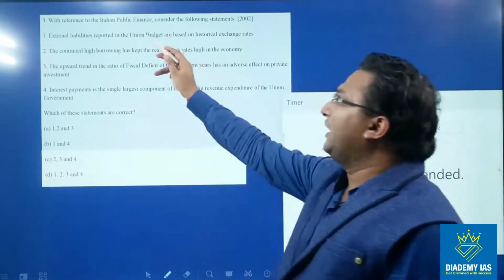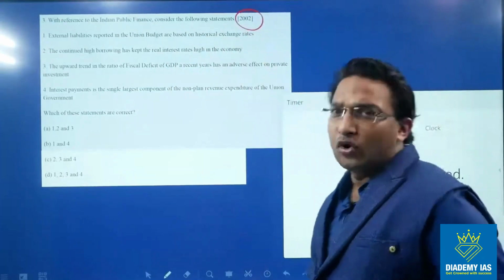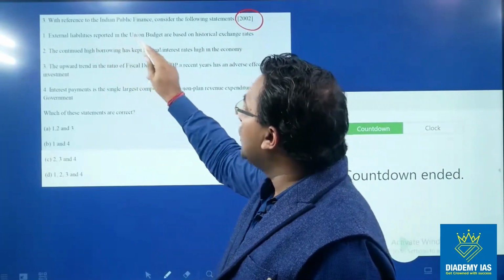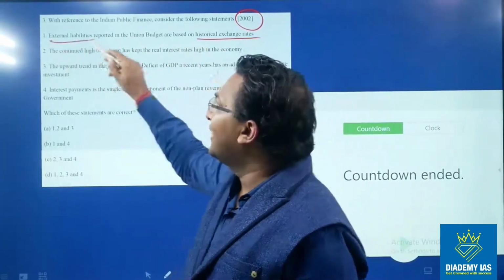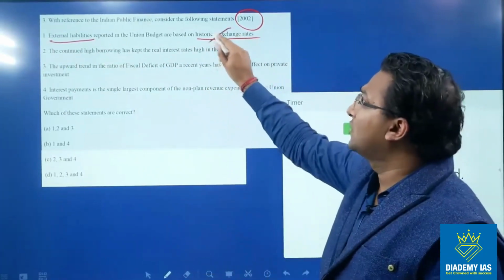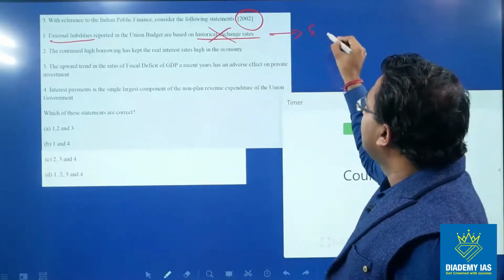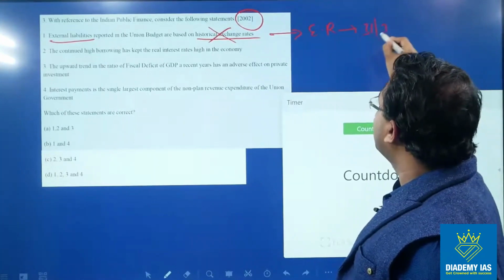With reference to Indian public finance, consider the following statements. And the question belongs to 2002. External liabilities reported in the union budget are based on historical exchange rate. So external liabilities reported in the union budget are not based upon the historical exchange rate, rather they are based upon the exchange rate prevailing on the 31st of March of the particular year.